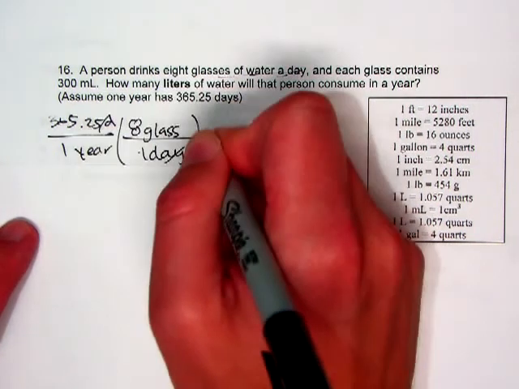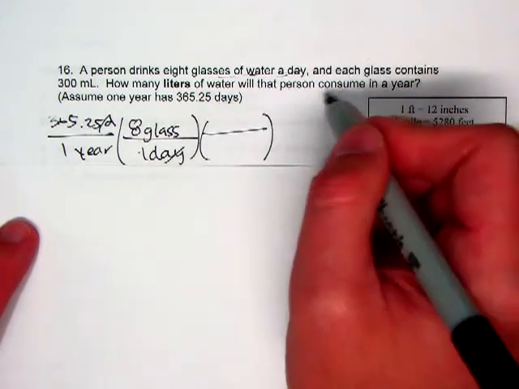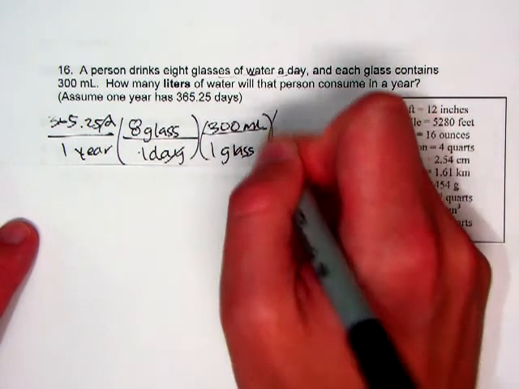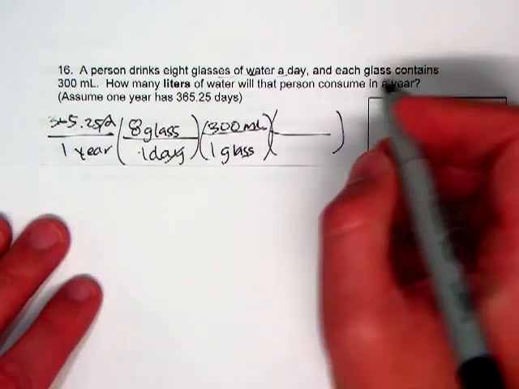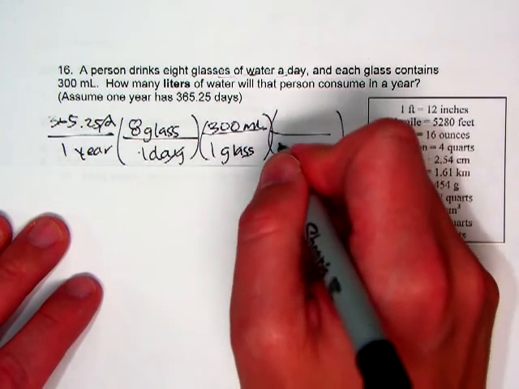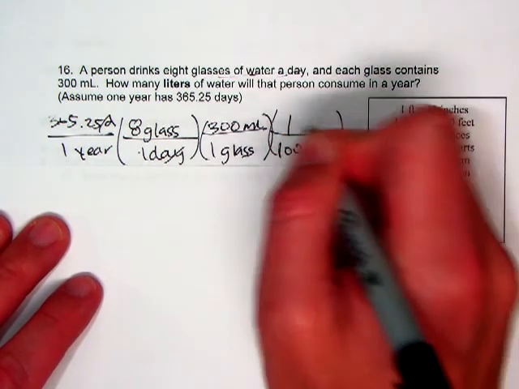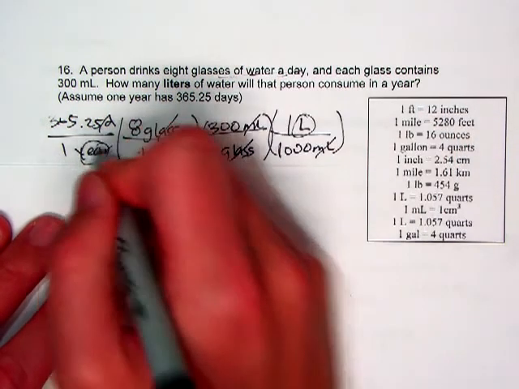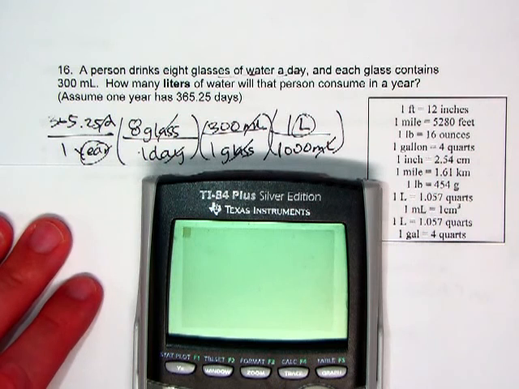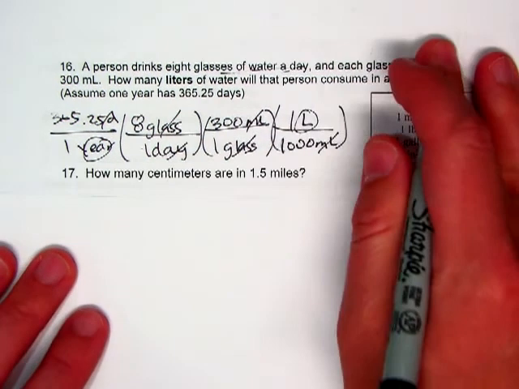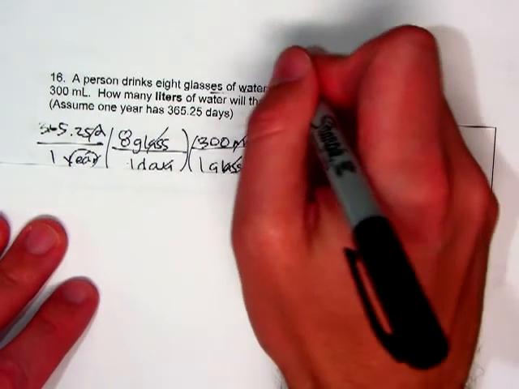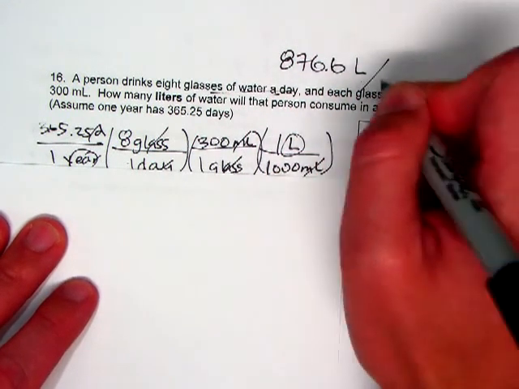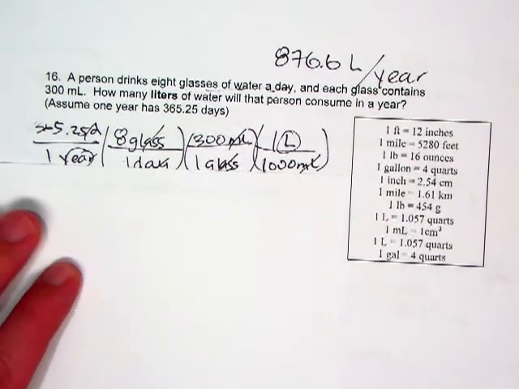Then days would cancel out. Then I know that each glass is 300 milliliters of water. So in 1 glass, 300 milliliters. And the last one's not on here, but maybe you know that there are 1,000 milliliters in 1 liter. Some of you do. Cancel, cancel, cancel, cancel. All that's left is liters per year. And if you do the math here, you get 876.6. Right here. 876.6, and the label would be liters per year, or just liters would work fine. That's how I would do it.